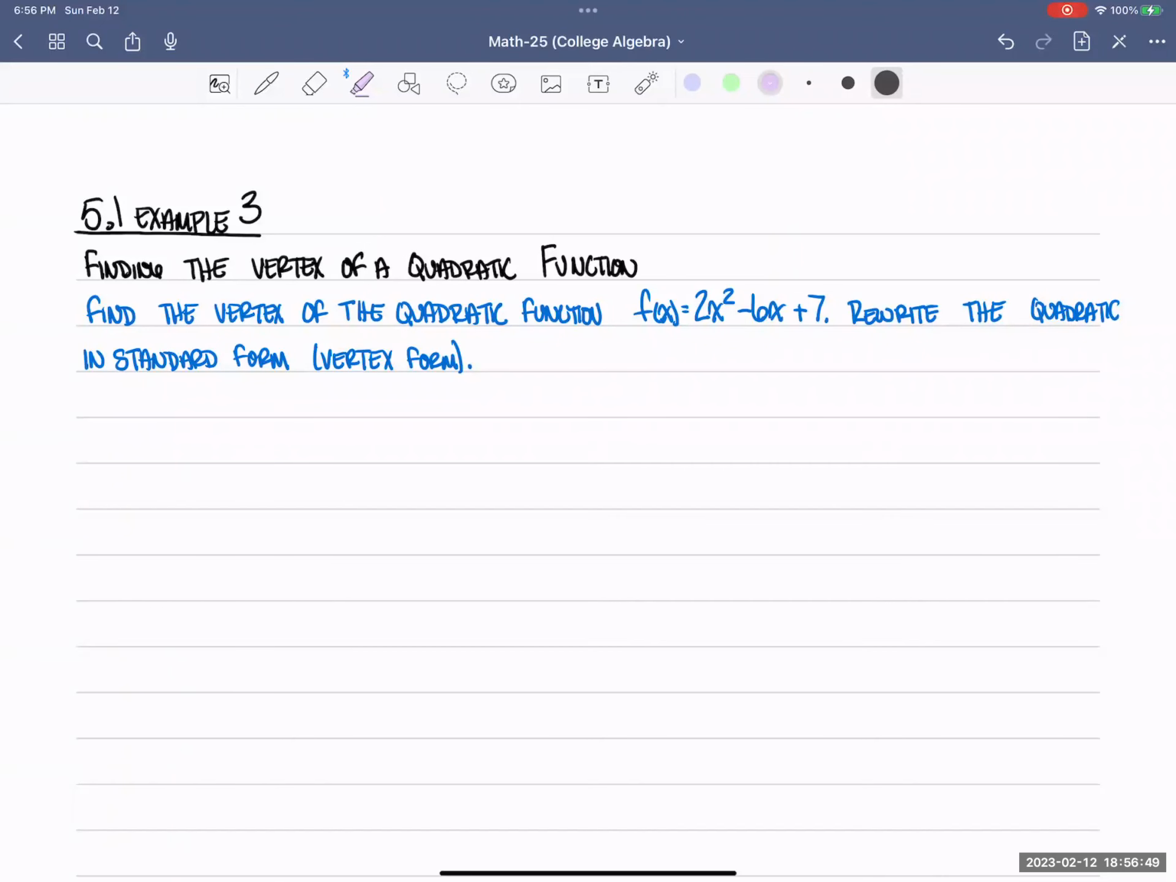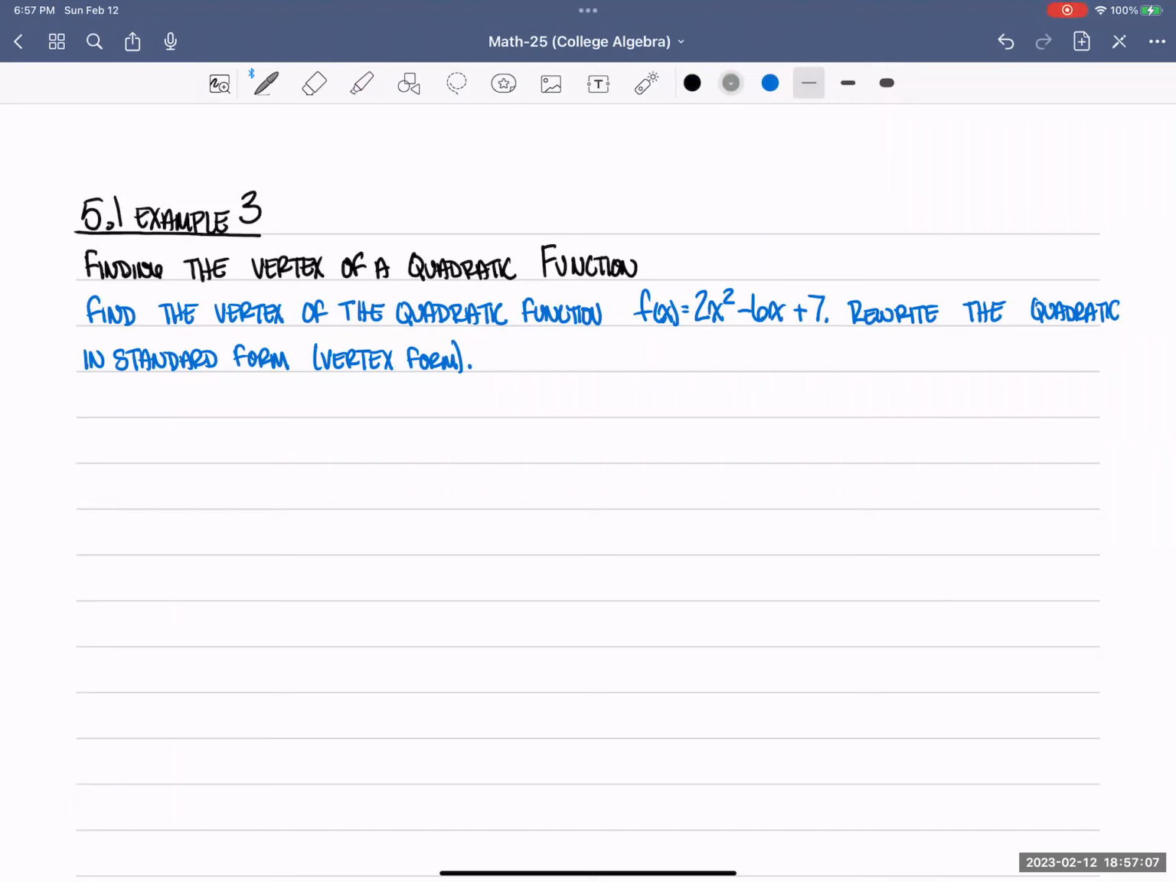Section 5.1, example 3, finding the vertex of a quadratic function. Find the vertex of the quadratic function f of x is equal to 2x squared minus 6x plus 7. Rewrite the quadratic in standard form, so in vertex form.